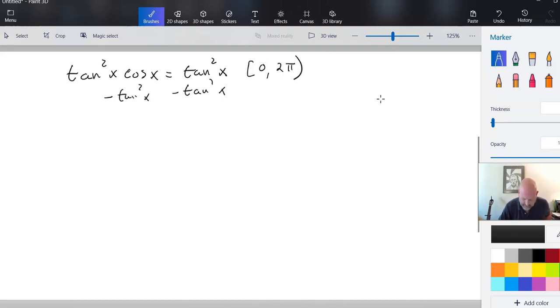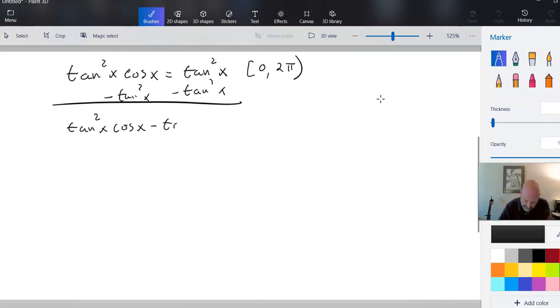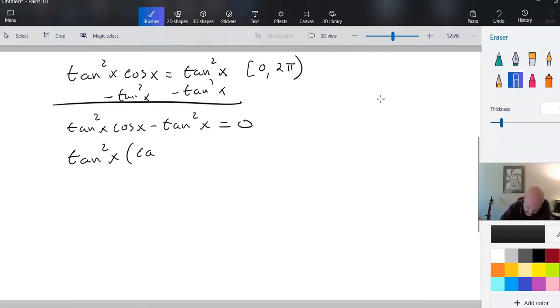Now, this one's tangent squared times cosine, so they're not like terms. What that leaves me with is tangent squared x cosine x minus tangent squared x is equal to 0. Hopefully you notice that tangent squared x is a common factor between the first and second term, so we can pull out tangent squared x. And this is where things start not looking familiar: cosine x minus 1 equals 0.